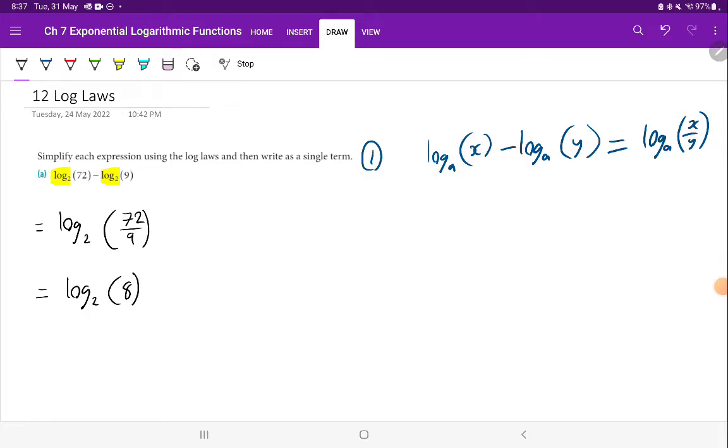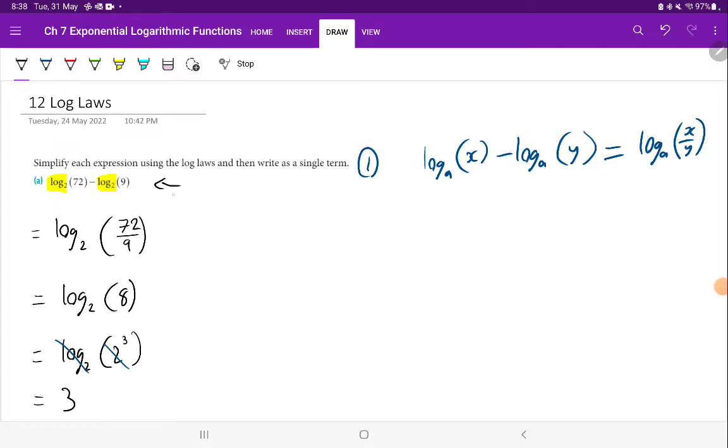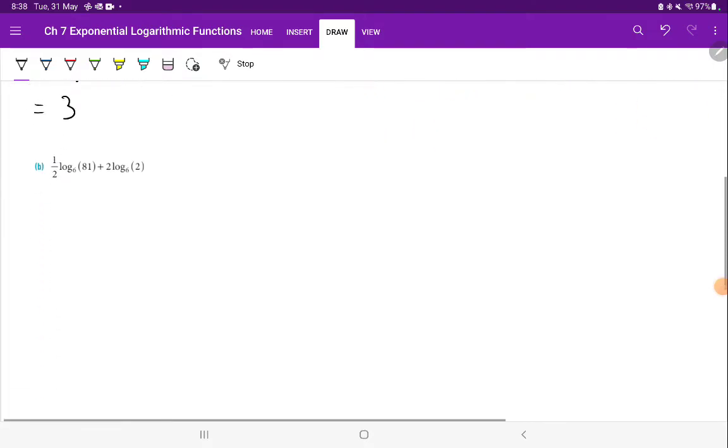But since we're in log base 2, we should probably write 8, if it's possible, as 2 to the something. Well, since 2 times 2 times 2, 2 to the 3, is equal to 8, we can do that, which means that cancels with that, and we're left with just the answer of 3. Alrighty, so you can see how log laws can be really useful simplifying things that don't look simplifiable. Let's look at another one.